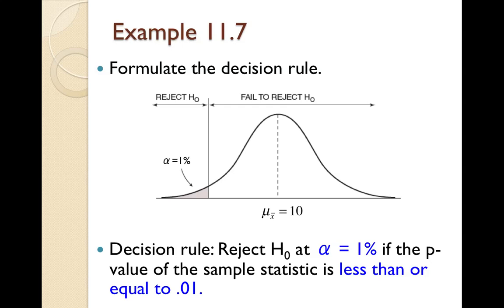What changes from decision rule to decision rule and in various tests is the value for alpha. In some cases alpha is going to be 1%, in other cases it's going to be 5%. So that's what changes. But you're always going to want P to be less than or equal to the value of alpha.